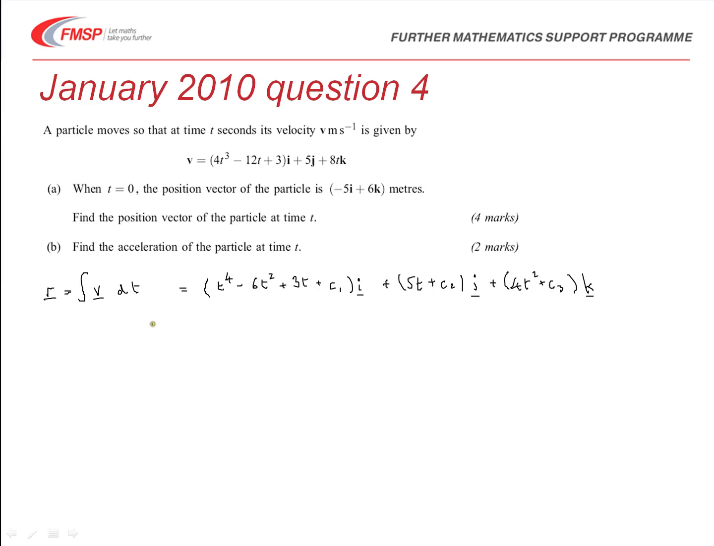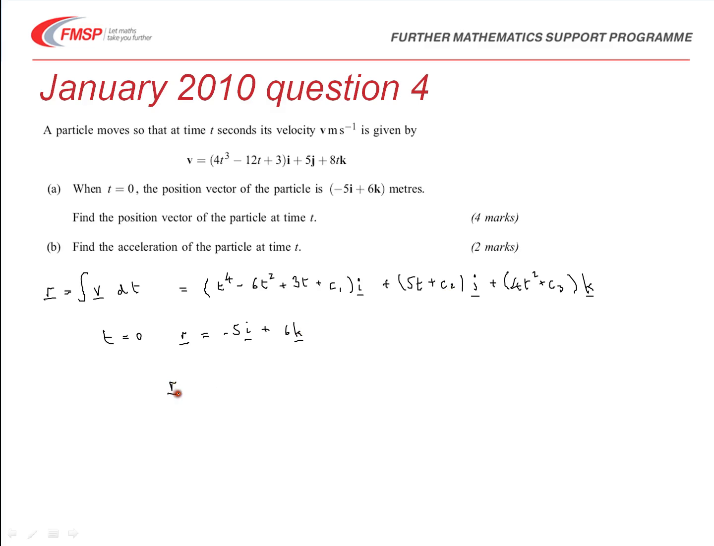Now, having got that, I then need to consider the fact that when t equals 0, r is equal to minus 5i plus 6k. Now for this particular value of t, the t to the 4th, the 6t squared, the 3t, the 5t and the 4t squared are all 0. And so c1 would have to be negative 5. c2, since there's no j's in the expression when t equals 0, that's 0. And c3 will have to be 6.